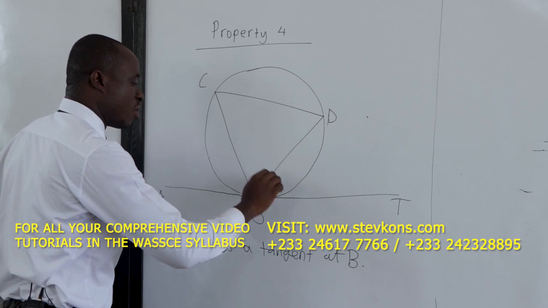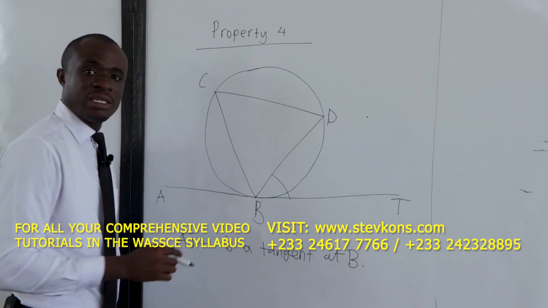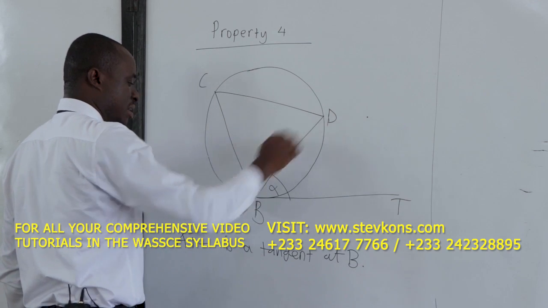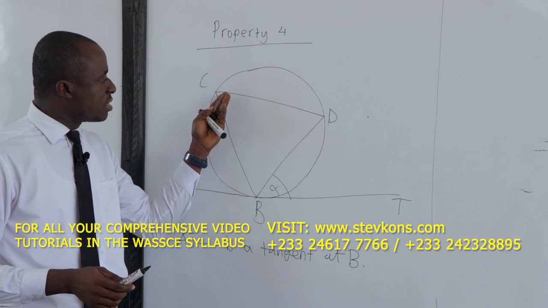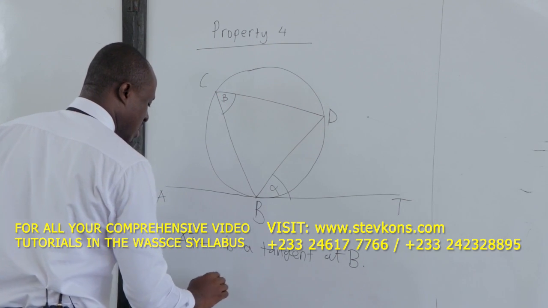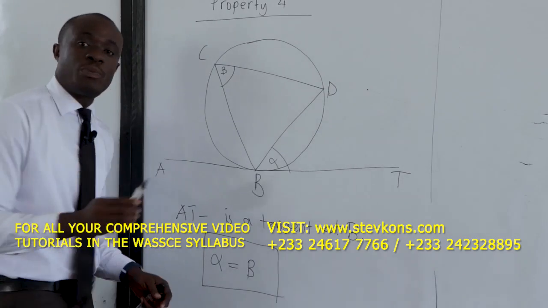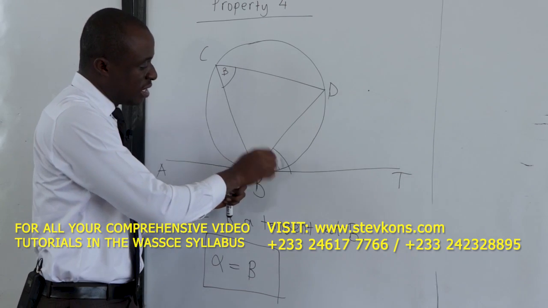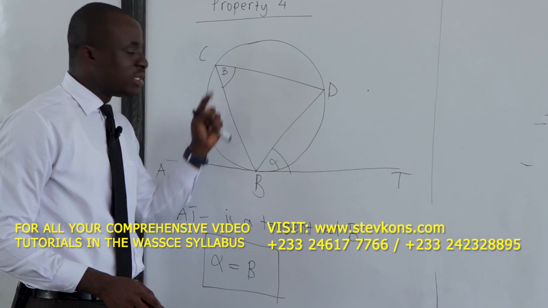So we are saying that the angle a chord and a tangent make. Clearly, this is a chord BD, and AT is a tangent at B. So if this is alpha, and this chord is making an angle at the opposite segment, which is at C, let's suppose that the angle over here is beta. What are we saying? We are saying that alpha is equal to beta. Why? The property is saying that the angle a tangent and a chord makes is equal to the angle the chord BD makes in the alternate segment, which is beta.